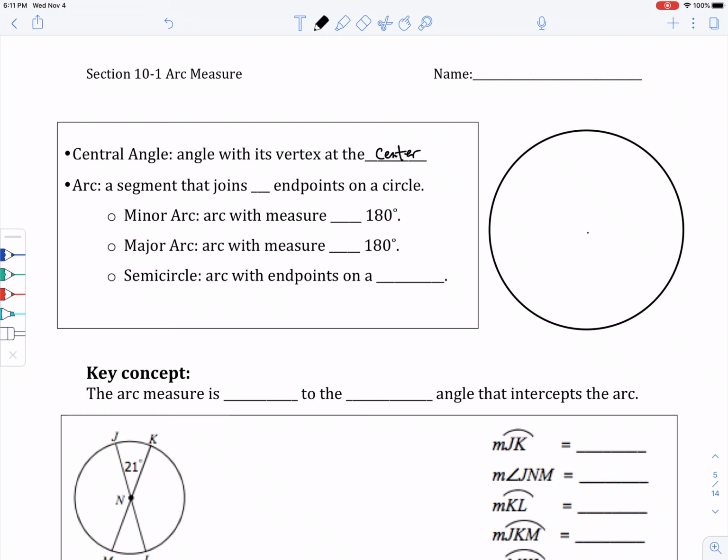So I'll plot my center as C. And I drew an angle out. All of these angles are created by just connecting two radii. So I'll draw two radii out to the edge of our circle, and that creates an angle. This angle that's created is our central angle.